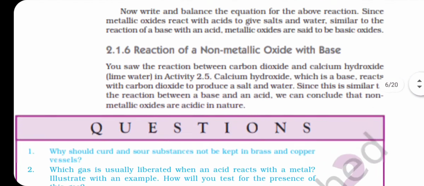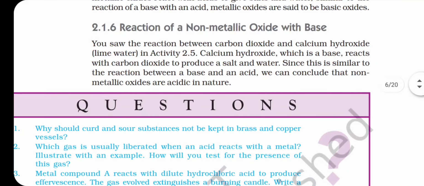When a non-metallic oxide reacts with a base, what is formed? You saw the reaction between carbon dioxide and calcium hydroxide: when they react with each other, the base reacts with carbon dioxide to produce salt and water. Since this is similar to the reaction between acid and base, you can conclude that non-metallic oxides are acidic in nature.